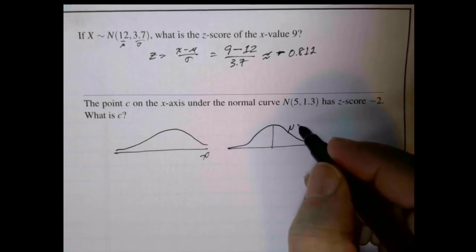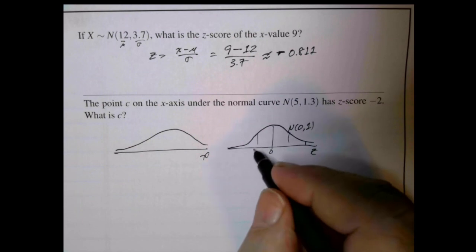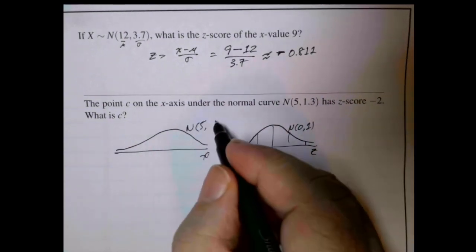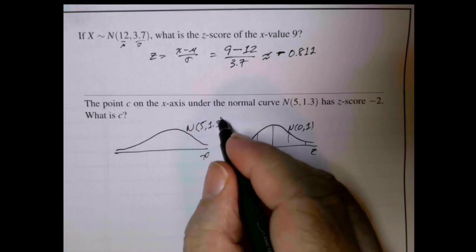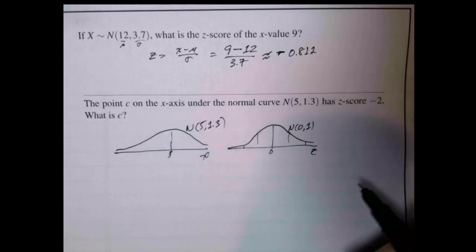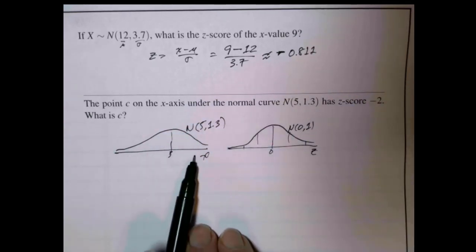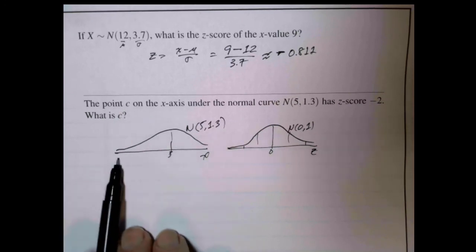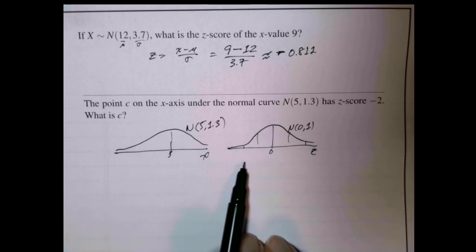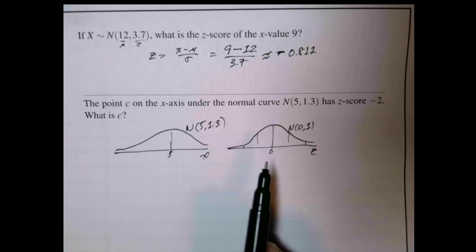So this is the standard normal. It's got mean 0, standard deviation 1. Over here, this is the normal curve with mean 5 and standard deviation 1.3. So this is 5, and really I don't care too much about the rest. Okay, so over here somewhere on the x-axis, there's a point C, and I don't really know where it is yet. What I do know is that if I transform it over to the z-axis, its z-score is -2.